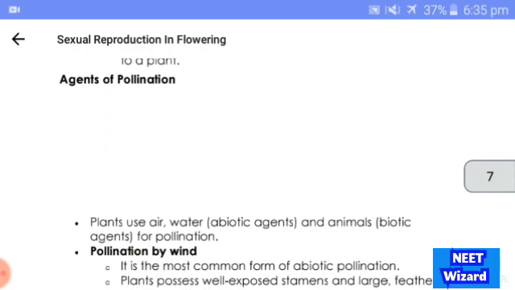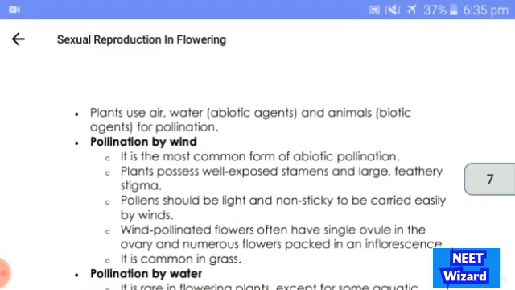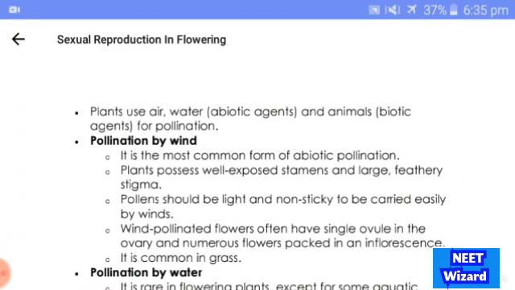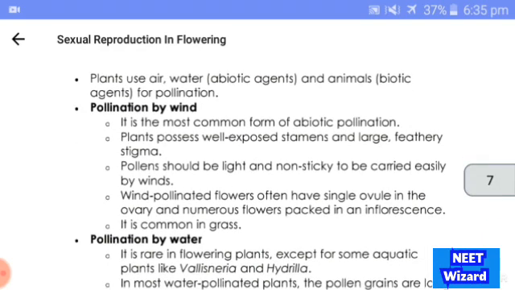Now, agents of pollination. Plants use air and water, which are abiotic agents, and animals, which are biotic agents, for pollination. Pollination by wind is the most common form of abiotic pollination. Plants possess well exposed stamens and large feathery stigma. Pollen should be light and non-sticky to be carried easily by winds. Wind-pollinated flowers often have a single ovule in the ovary and numerous flowers packed in an inflorescence. It is common in grass.